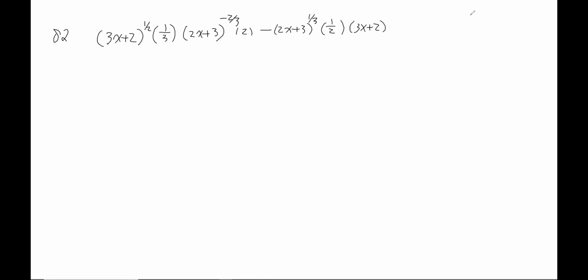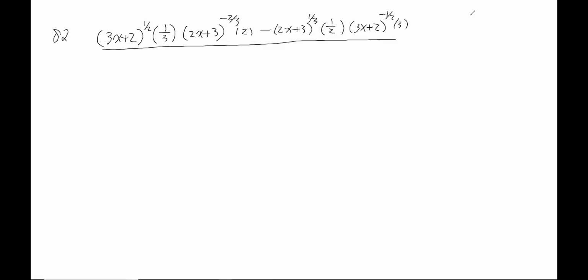Now for number 82, we do this because this section becomes a difficulty for a lot of students. So that's why we have to be patient going forward. So this is (2x plus 3) to the negative 2/3 times 2 minus (2x plus 3) to the 1/3 and 1/2 and (3x plus 2) to the negative 1/2, then 3, okay?